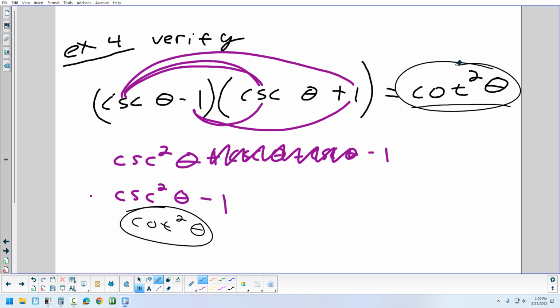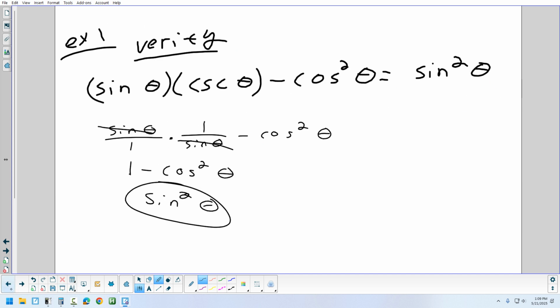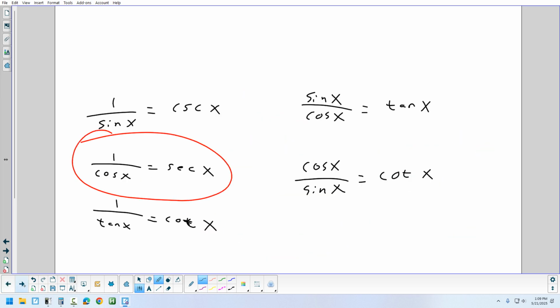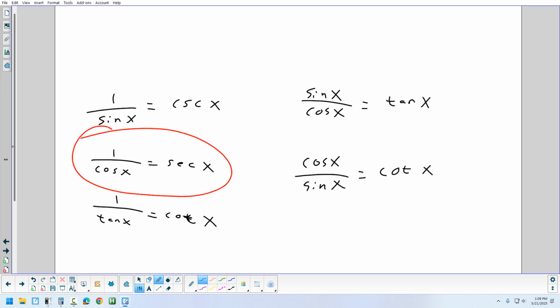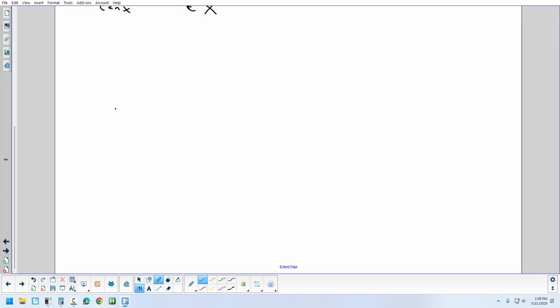All right. So now let's look at this. Let's go back. Okay, let's look at that top one. So 1 over sine is cosecant. Everyone agrees with that? If you flip the sine, you get the cosecant? Okay. Well, let's look at this. If you flip sine, you get cosecant.